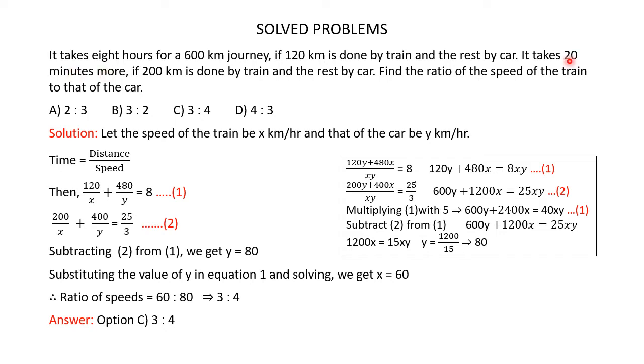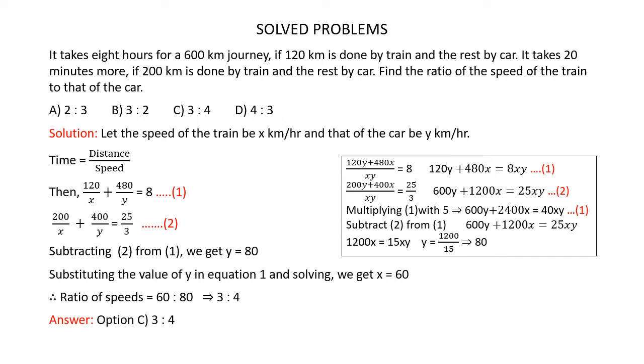20 minutes is converted to hours. We know that 60 minutes is 1 hour. So 20 minutes is 20 by 60 hours, which is nothing but 1 by 3 hours. So it takes 1 by 3 hours more now. Earlier it took 8 hours. Now it takes 1 by 3 hours more. So the time in the second instance is 8 plus 1 by 3, which is nothing but 25 by 3.